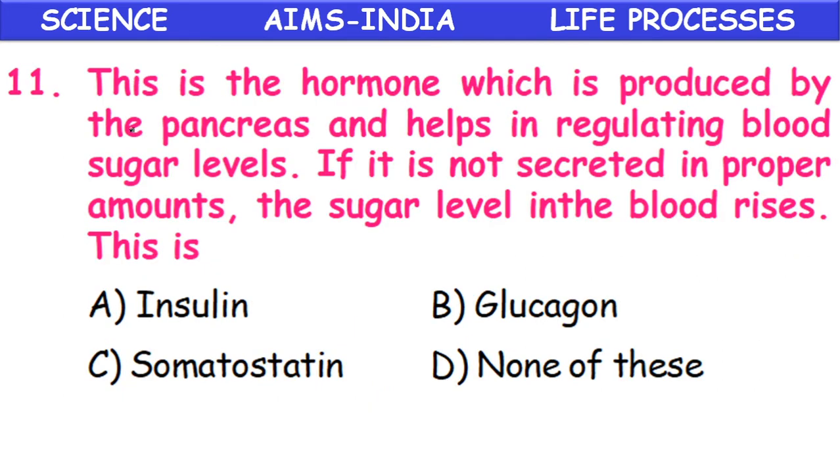This is the hormone which is produced by the pancreas and helps in regulating blood sugar levels. If it is not secreted in proper amounts, the sugar level in the blood rises. What is that hormone? Just now we have discussed. There are two main hormones produced by the pancreas. What are they? Insulin and glucagon. So it is insulin, the sugar controlling hormone. If this hormone is not secreted, blood sugar level will increase.